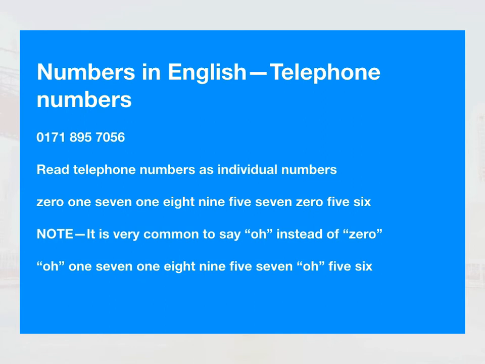Telephone numbers we will read as individual numbers. So, for example, this number would be 0171-895-7056. It's very common to say "O" instead of "0". So we might read that number also as 0171-895-7056.